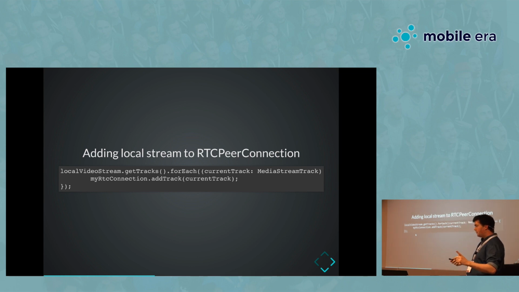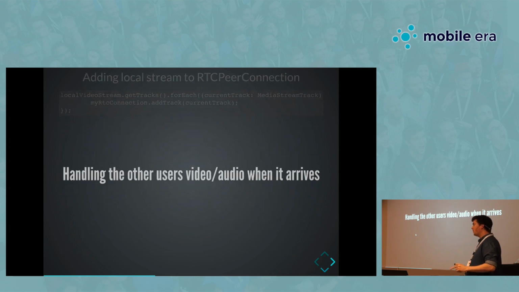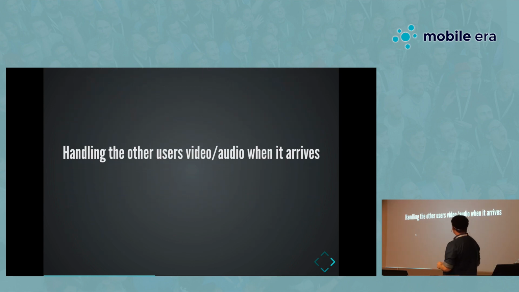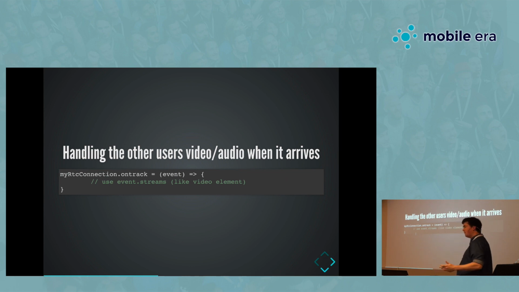But then you added the video. And at some point in the future, the video from the other person will start arriving. So you need to handle that. And that is really simple. It's an event that fires. And then you have the media stream as when you're getting it from getUserMedia. And you can take that and append it directly to a video element on your page. And suddenly you have your local video in one video tag and the remote in another.